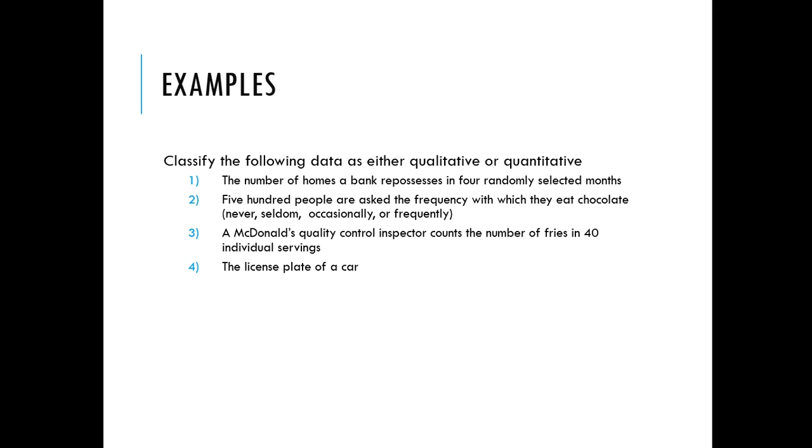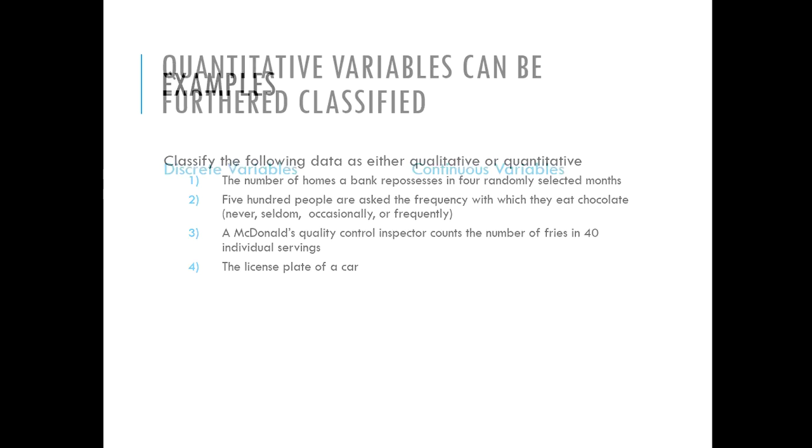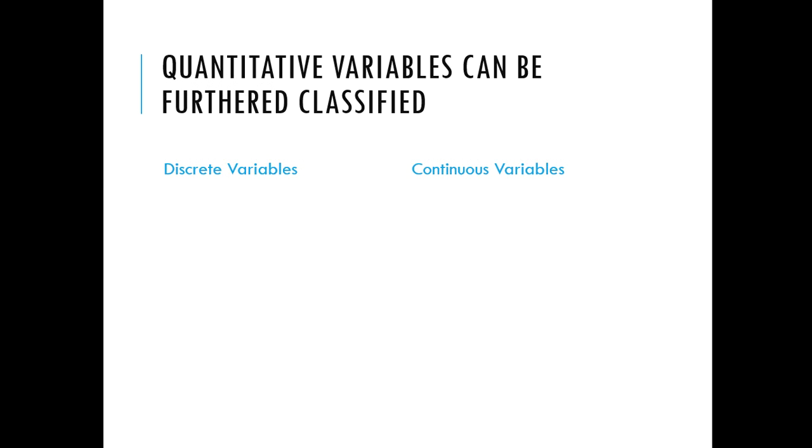The license plate of a car. While they do have numbers in them, they also have letters, and you really can't add and subtract letters together. So this would be a qualitative measure. We can even break down quantitative variables further. Remember, quantitative is the counts and measurements.